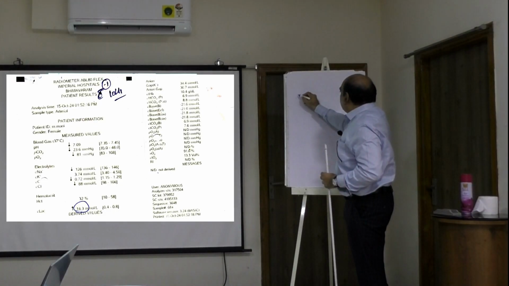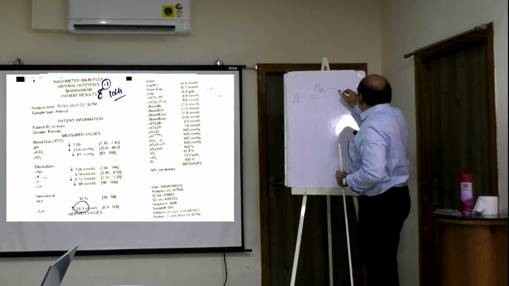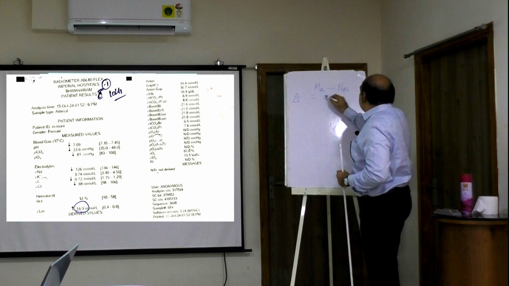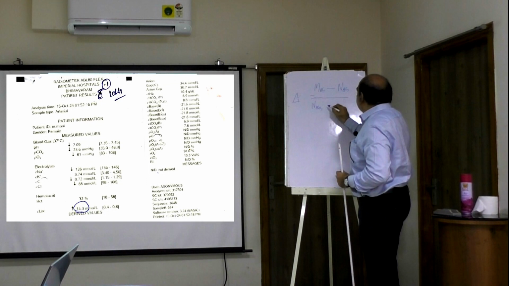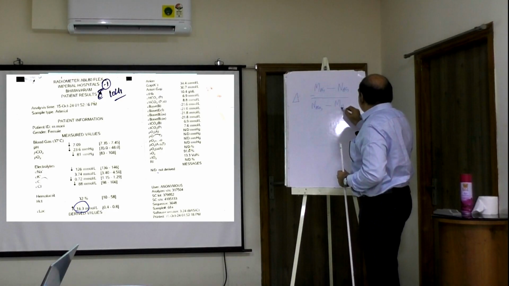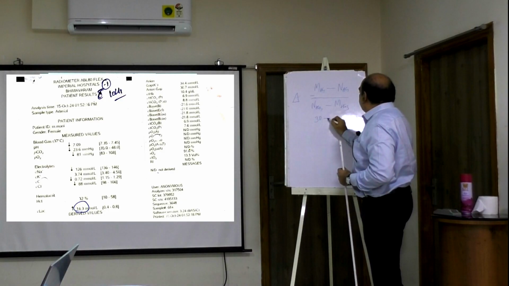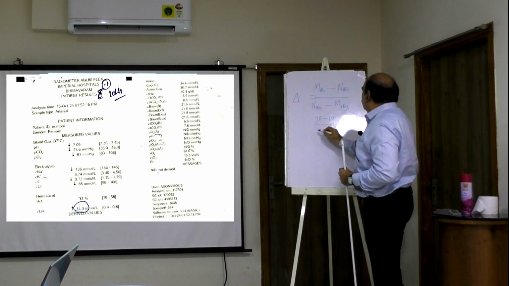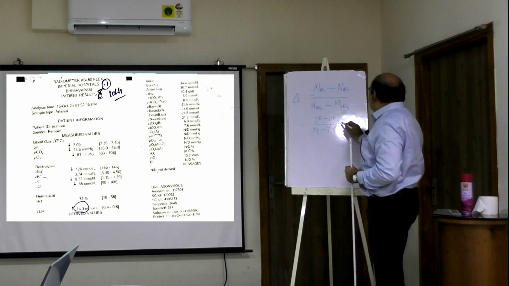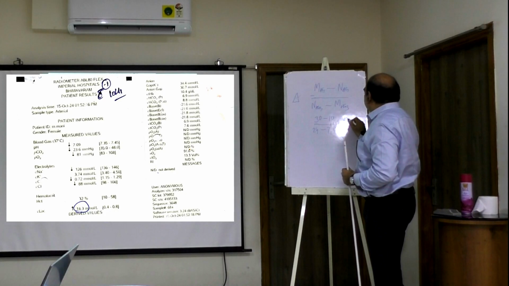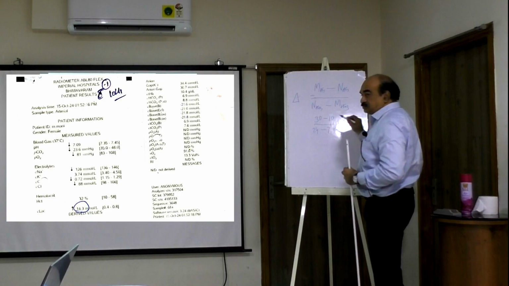The formula for delta anion gap is measured anion gap minus normal anion gap, divided by normal bicarb minus measured bicarb. Here it is 30, the measured anion gap, minus normal anion gap 10, divided by normal bicarb 24 minus measured bicarb 7, which means 20 by 17. Here the ratio is more than 1.